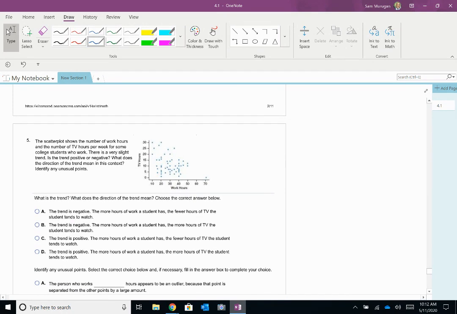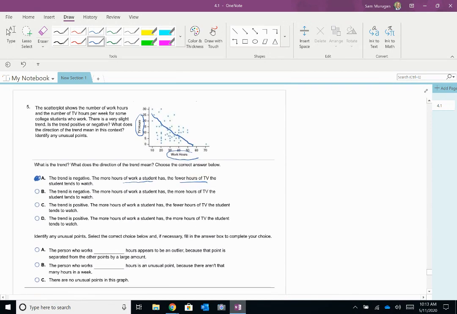The scatter plot shows the number of work hours and the number of TV hours per week for some college students who work. There is a very slight trend. Is this trend positive or negative? So it's roughly negative that way. Yeah, it's roughly negative. What does the direction of okay, so first we know the trend is negative, and the more work hours a student has, the fewer hours of TV they would tend to watch. Okay, so yeah, this one. The more hours of work a student has, the fewer hours of TV they watch.